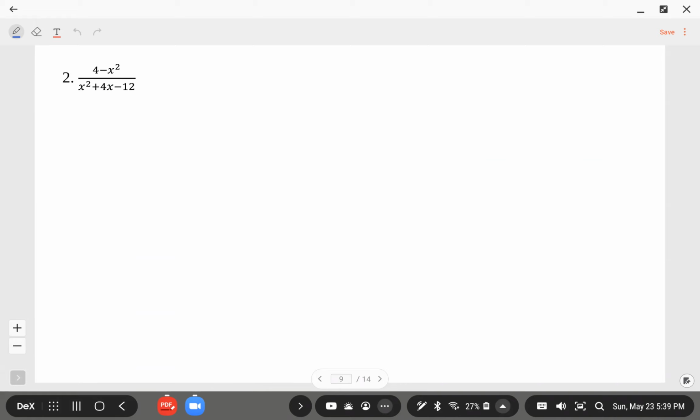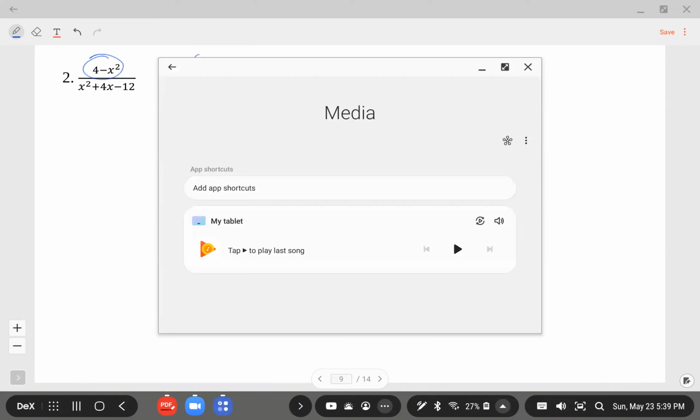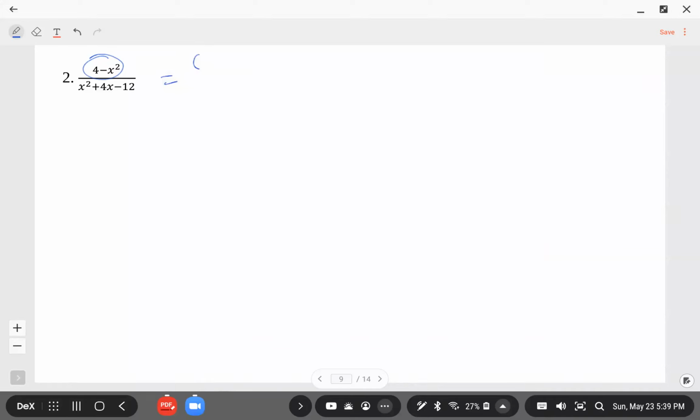What is this? Difference of squares, and you just simplify. 2 minus x and 2 plus x, and then we're done here. Just simplify the rest. So x minus 2 and then x plus 6. We factored already.